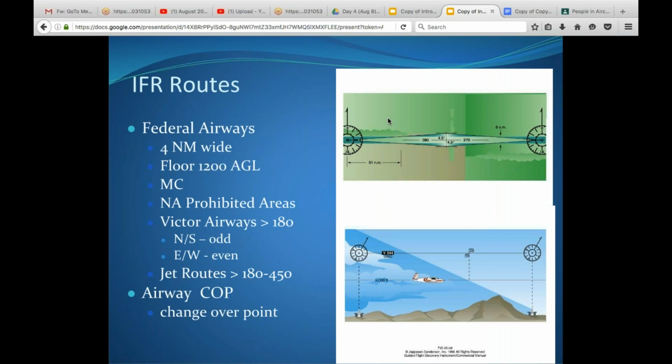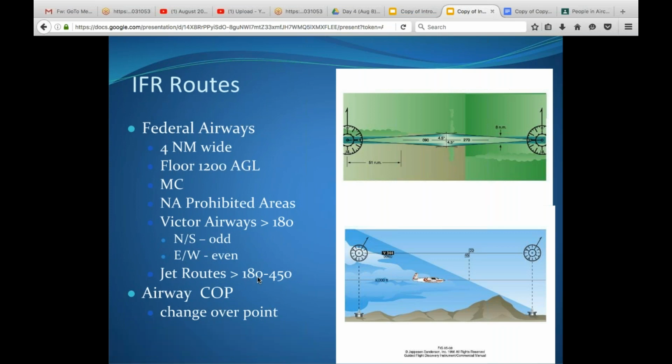So they actually will use the whole thing, and they can have the computers in the plane input where you are, and that kind of helps with spacing as well as wake turbulence, and that kind of gives them their way of making sure everybody's going kind of where they're supposed to be. Like we were saying, Victor Airways are less than 18,000 feet, and then jet routes 18 to 45.